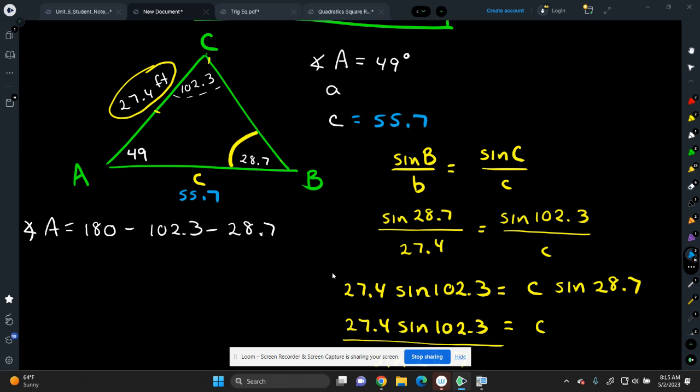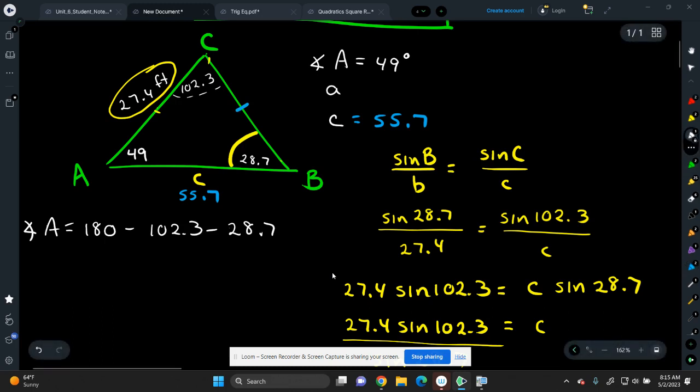Okay. Now we need to find side A. When we do that, we do not want to use this answer because that answer is rounded and it could be wrong if I made a mistake, and that'll mess up side A. So I'm going to use the information they gave me. Anytime possible, use what they give you in your calculations, okay?